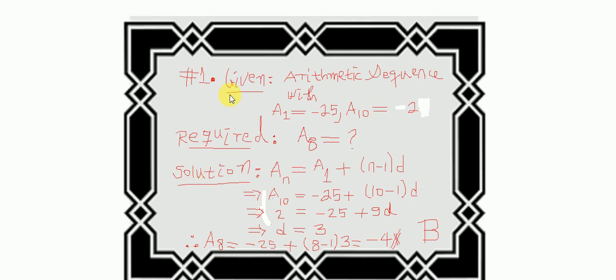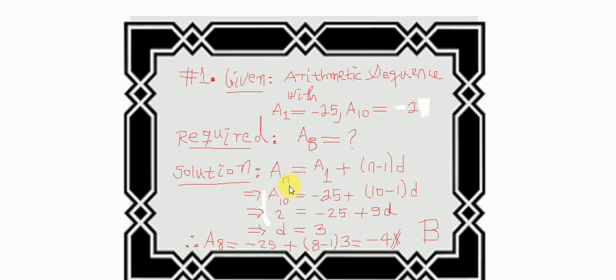In our case, in the present problem, given quantities are, we are given an arithmetic sequence whose first term is negative 25 and whose 10th term is 2. Arithmetic sequence. And we are asked to find the 8th term. And to solve this problem, we can use the formula for getting the nth term in general. For an arithmetic sequence, the nth term is given by the first term plus n minus 1 times the common difference.